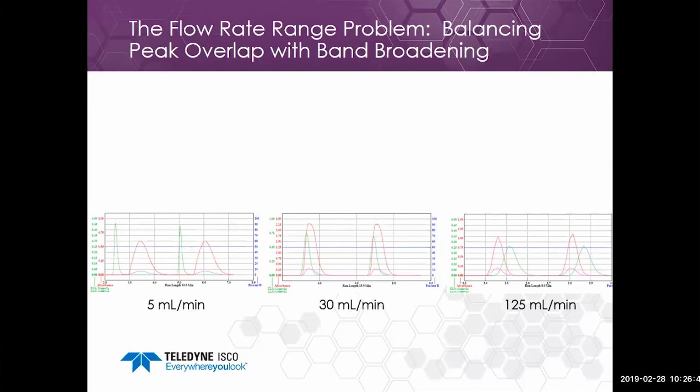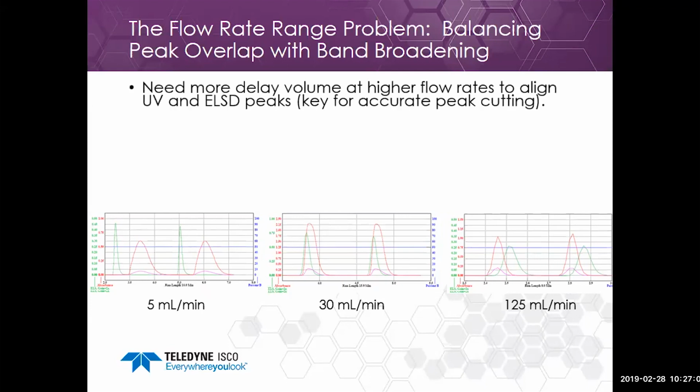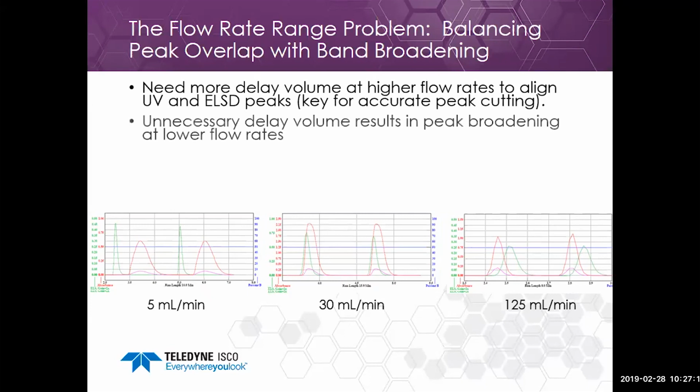And going through a set amount of delay tubing, you can see that at 30 mL a minute, we get pretty good overlap. So we get good peak overlap. The band broadening isn't too bad between the ELSD and the UV. But when you look at the 125 mL a minute, you can see that the ELSD peak is coming out after the UV, which means that you need more delay volume to align the UV and ELSD peaks for accurate peak cutting.